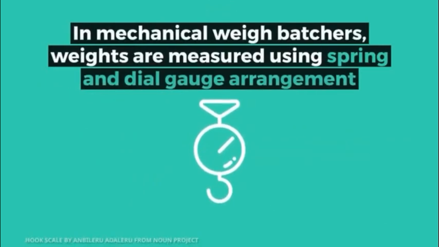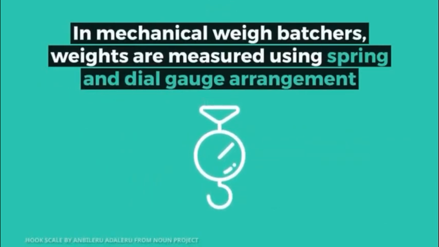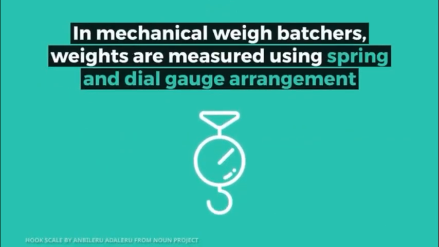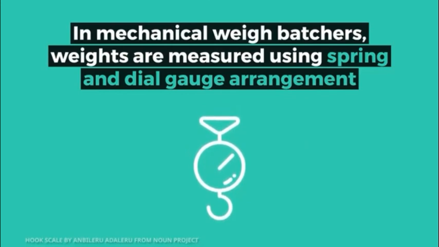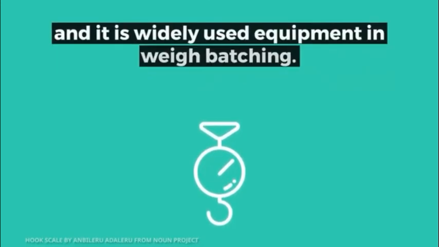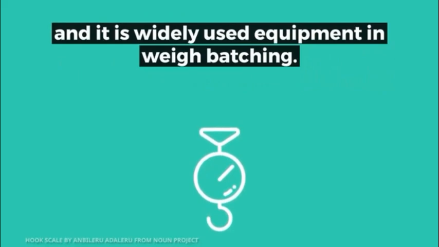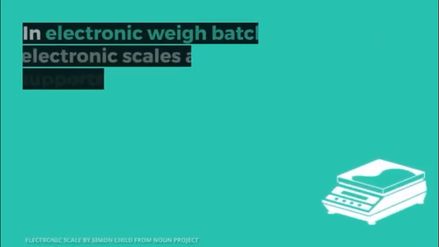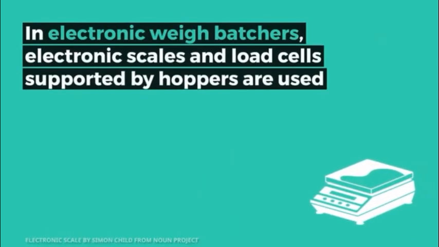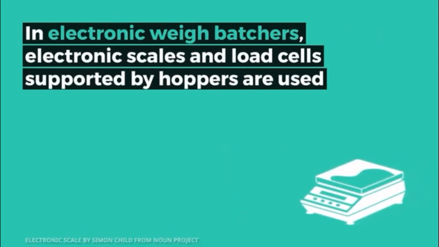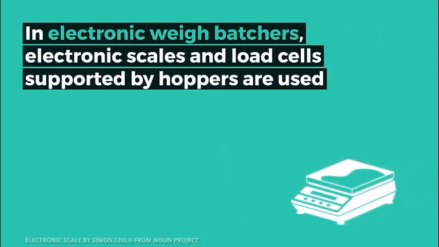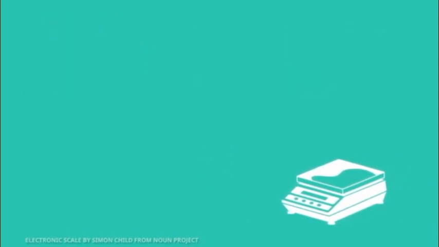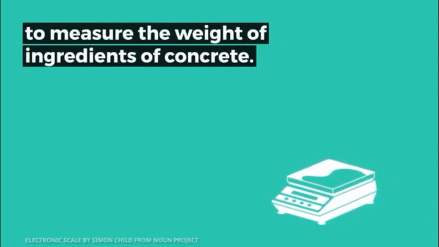In mechanical weigh batchers, weights are measured using a spring and dial gauge arrangement, and it is widely used equipment in weigh batching. In electronic weigh batchers, electronic scales and load cells, supported by hoppers, are used to measure the weight of ingredients of concrete.